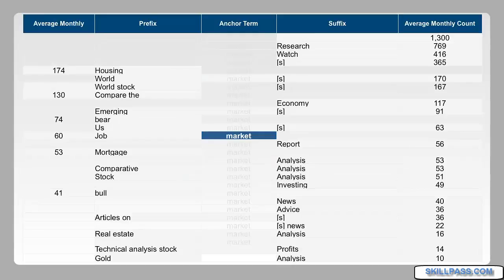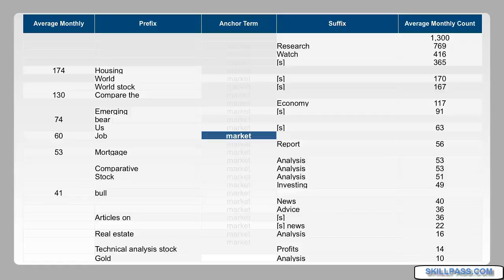Here's another example for the word market. On the left side, the words that typically precede the word market: housing market, world, stock, compare, emerging, job, mortgage. It's the descriptive of what kind of market people want. In the suffix, what are they looking for? Research, reports, analysis, investing, and advice. So we have the what preceding the keyword and then the why. Again, we can build a pattern, and regardless of whether or not we have keywords, we've got the pattern.